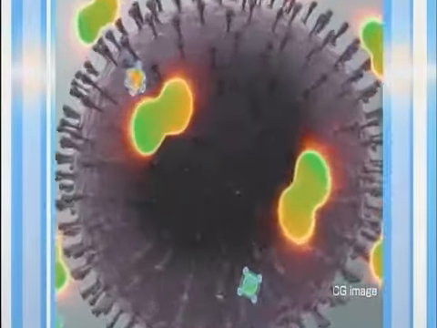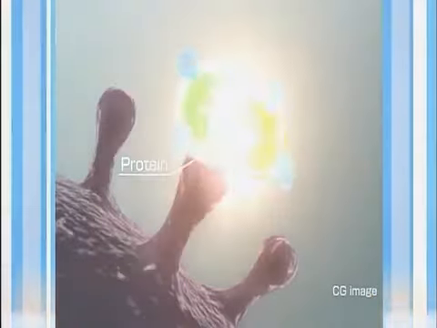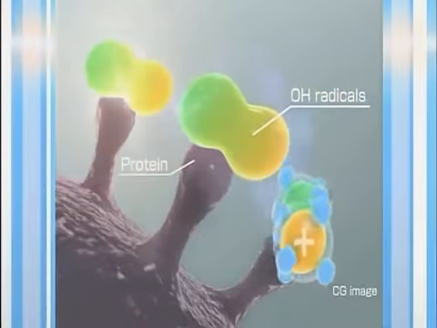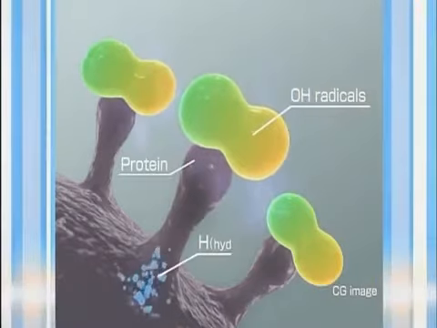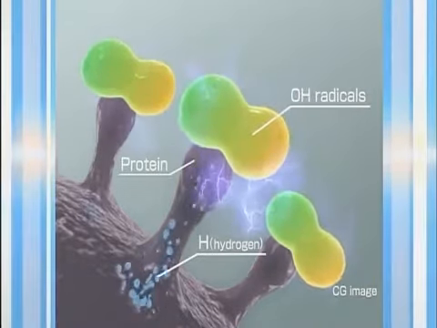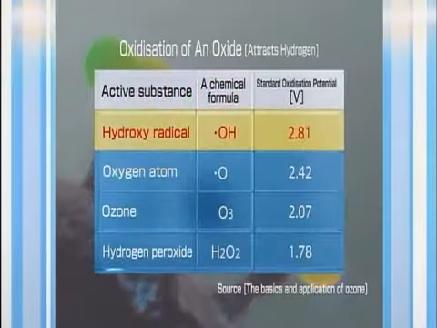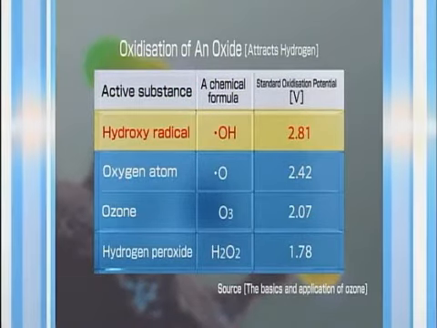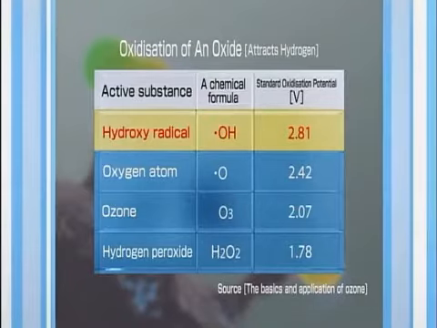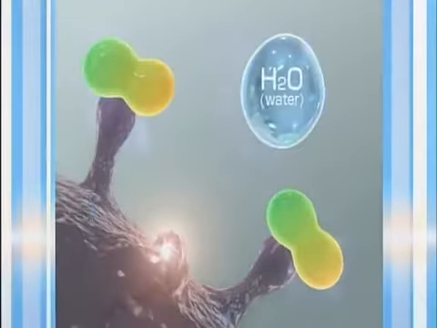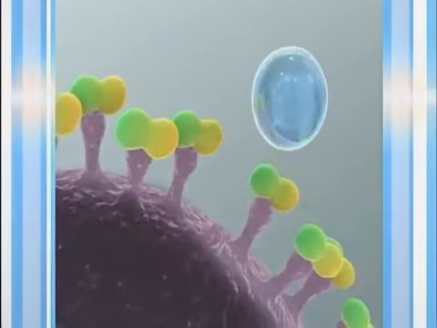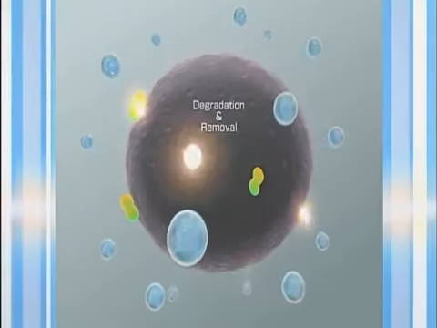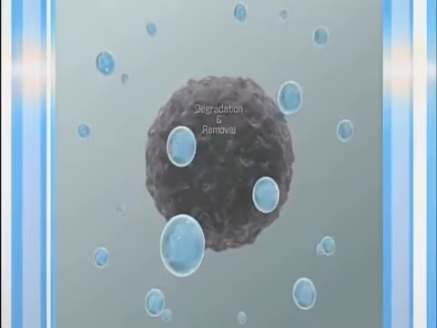When two ions stick to the surface of a virus, they transform into a highly oxidizing OH radical and draw out the hydrogen from the protein of the spike-shaped virus. OH radicals exert the strongest attractive force on hydrogen out of all the oxides. Protein from which hydrogen has been taken is degraded, and the OH radical returns to water. This sequence is performed in an instant, completely removing the virus.